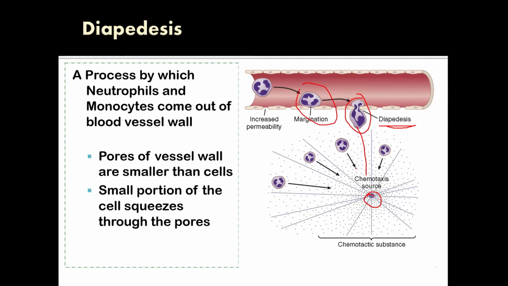So we have discussed chemotaxis and diapedesis. Diapedesis is basically a special type of movement through which the neutrophils and monocytes leak out of the blood vessel so that they can come towards their target substance.